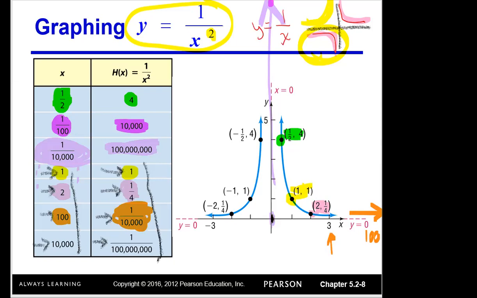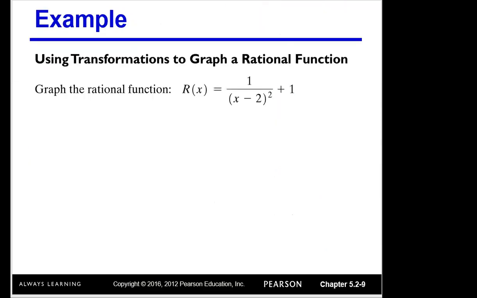It's like you can get really close to that line, but don't you dare cross it. They're never going to cross it. And they call those asymptotes. And then this is just an example of using transformations again. It is a rational function, except now that we've learned about the graph of 1 over x minus 2 squared, you would start with the basic graph of 1 over x squared.